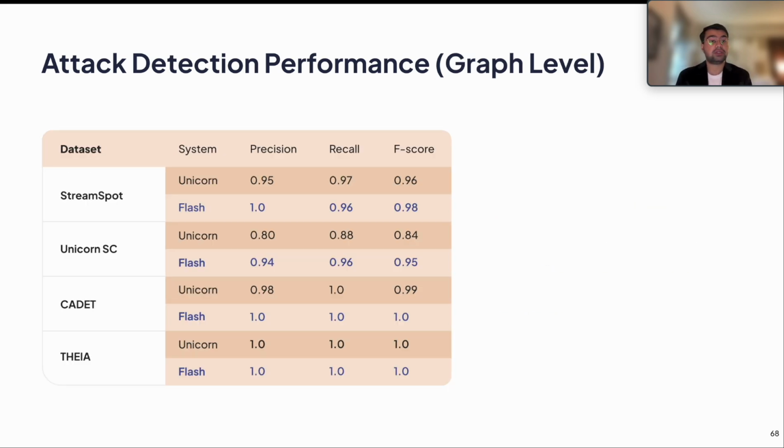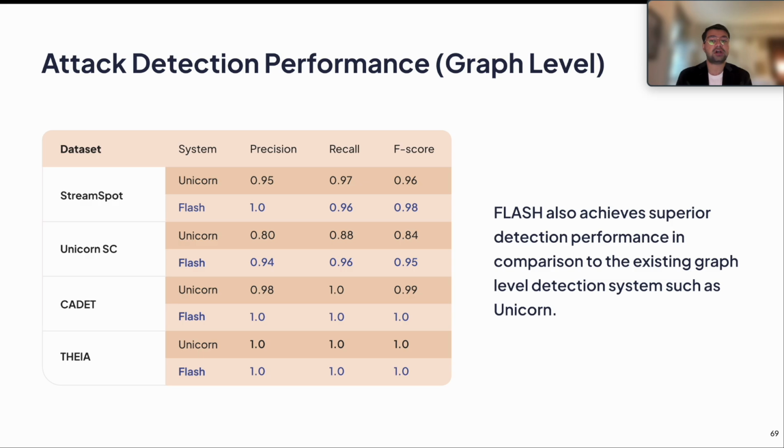We also evaluated the attack detection performance of our system on a graph level granularity and compared it to the graph level system called Unicorn. And again, Flash achieved superior detection performance in comparison to Unicorn, achieving better precision, recall, and F-score.